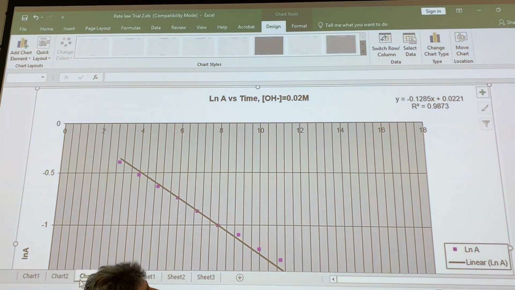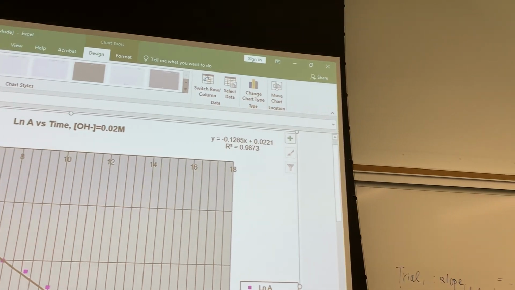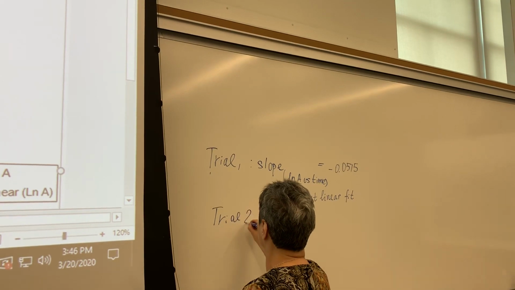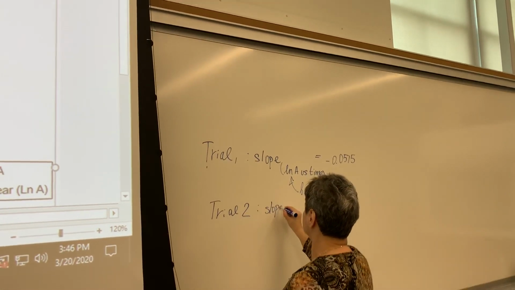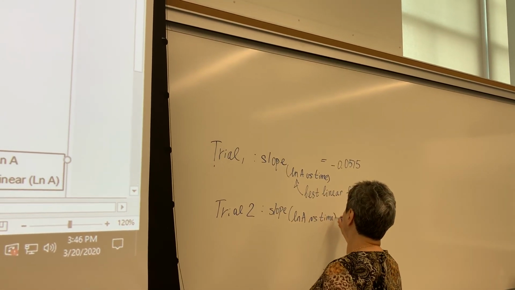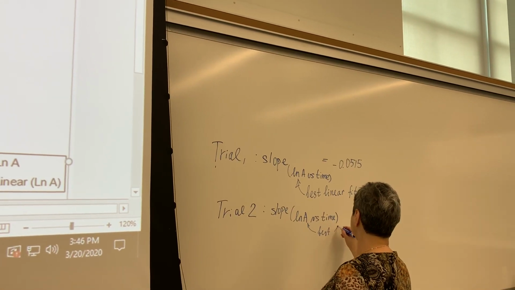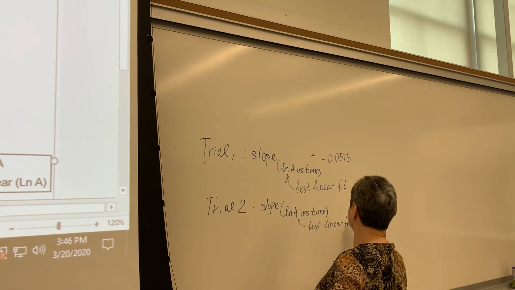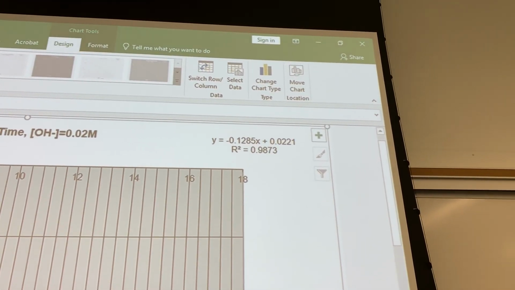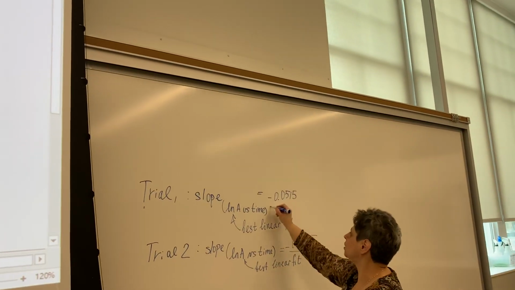So we need to know the slope of our best fit line. In this trial, the slope is right here, so I'm going to write it down on the board. For trial 2, the slope of natural log of absorbance versus time, which again is the best linear fit graph for this trial as well, is equal to minus 0.1285.